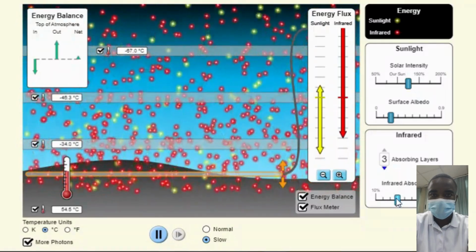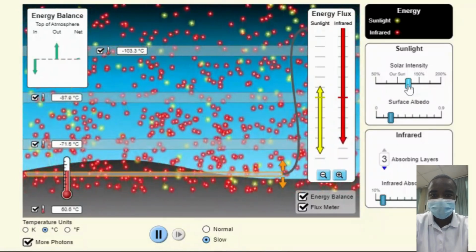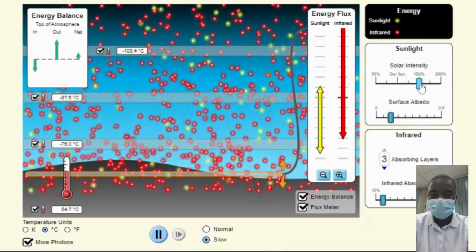Through exploration and experimentation, students can gain a deeper appreciation for the complex and fascinating interactions between the Earth's atmosphere and its climate.